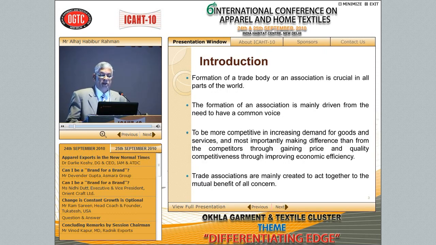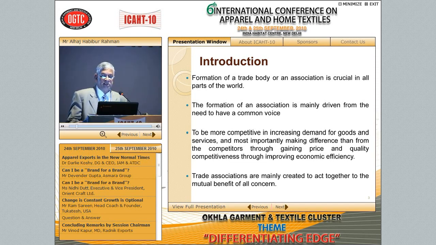Formation of a trade body or an association is crucial in all parts of the world. As you know, all the manufacturers in the world are associated in some organization, and Bangladesh is no exception. Our association is also one of the biggest associations in our country. We have 1,700 members at present.